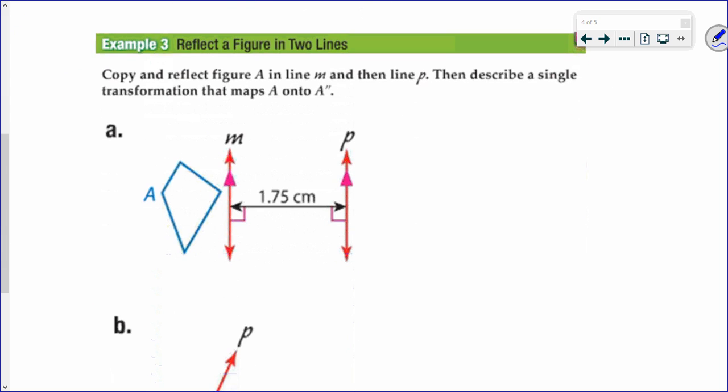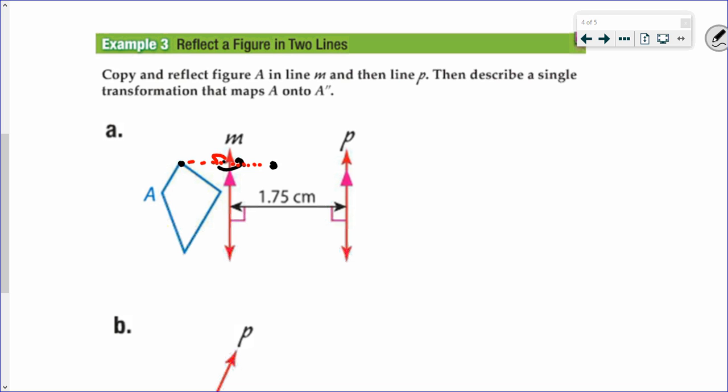And so we're going to reflect a figure in 2 lines. We're going to copy and reflect figure A in line M, and then line P, and we'll describe this as a single transformation that maps A onto A double prime. So first we want to reflect it across M, so we'll take a point here. Again, we just want to go perpendicular and bisect. So we want to go maybe over here. Just trying to eyeball the distance, trying to make sure that the distance of that point from M to the other side is perpendicular, and again, we want to make sure it bisects. So actually, to be a little more accurate, let's move that a little further out.